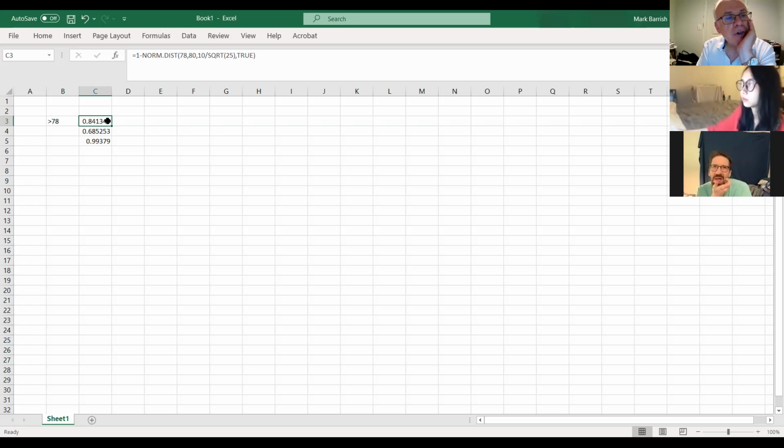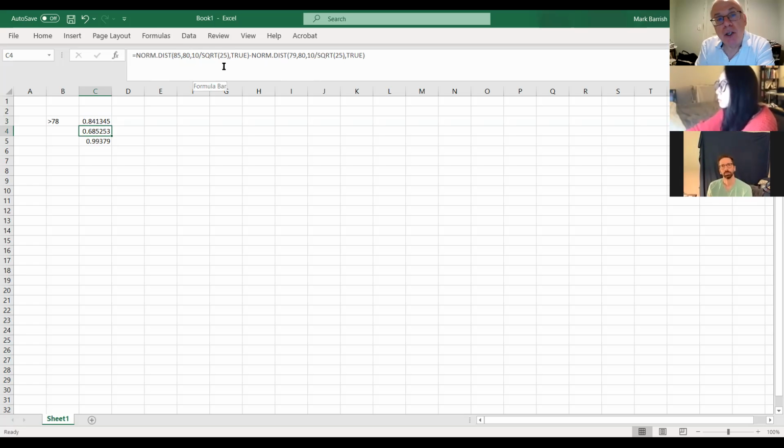That's all. So the first one is the greater than one. This is the between, right? Between 85 and 79. So the only thing you're changing is the first number in both of these. And notice again, you don't have to calculate 10 divided by the square root of 25. You can let Excel do it for you. For the standard deviation, just put in 10 divided by the square root of 25. Just type it right in. You don't have to do these calculations separately. Just type it right into the formula here. The last one is just 85, right? Less than or equal to 85. And these answers match what I did with a calculator in the answer sheet that I showed you just a minute ago.